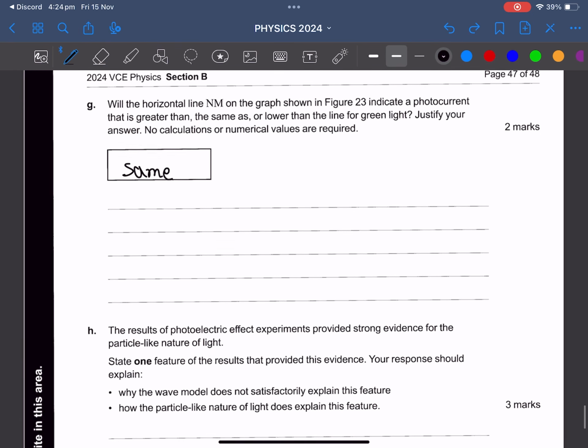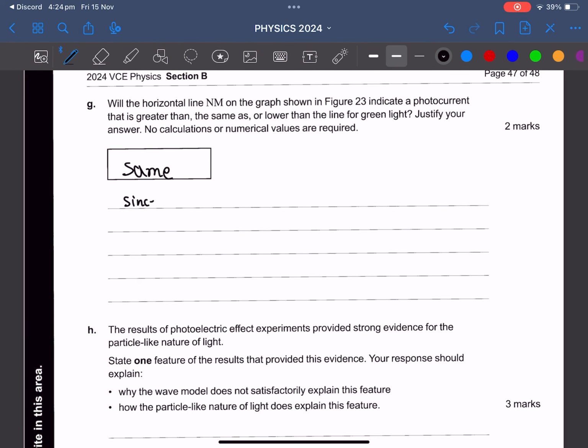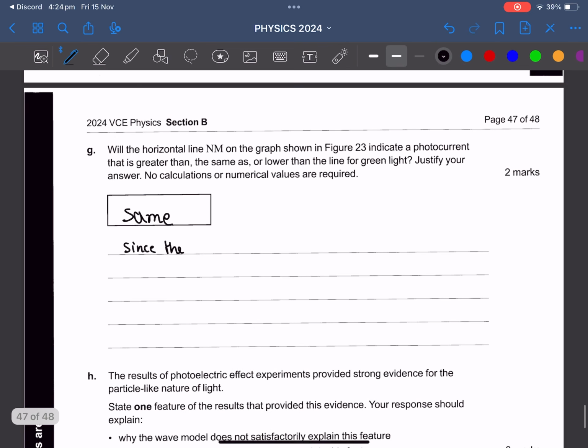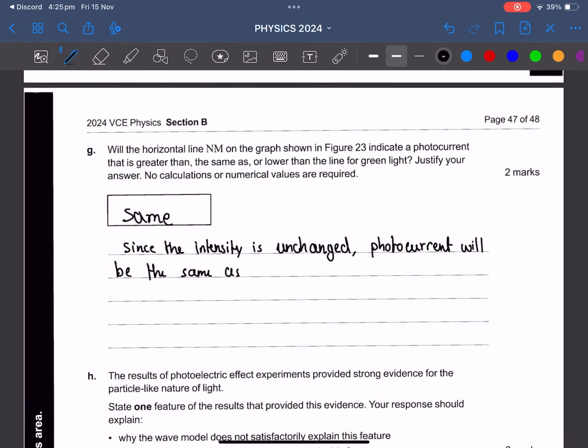So since the intensity is the same, is kept, or maybe is unchanged, the photocurrent will be the same as the horizontal line NM.